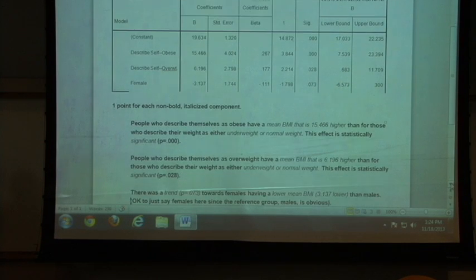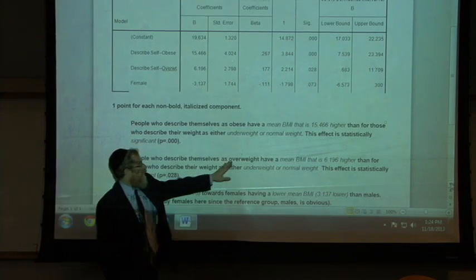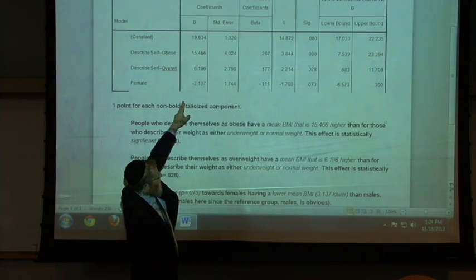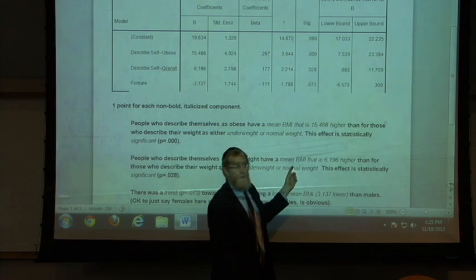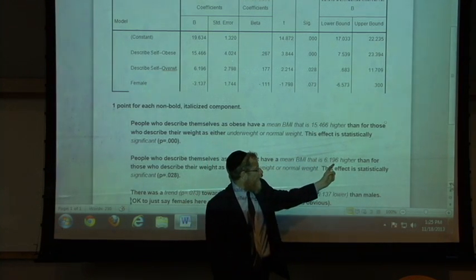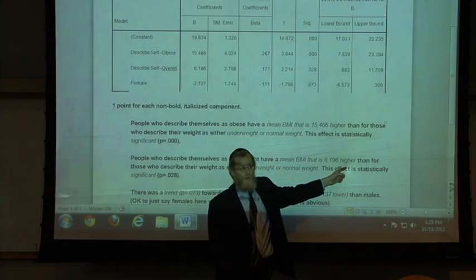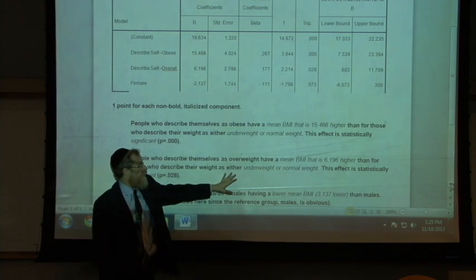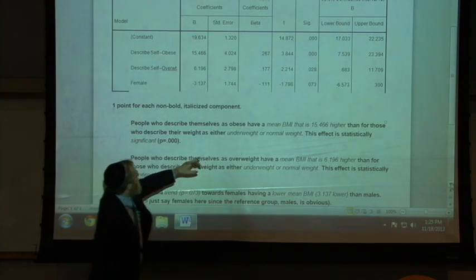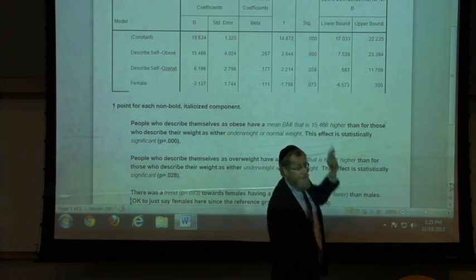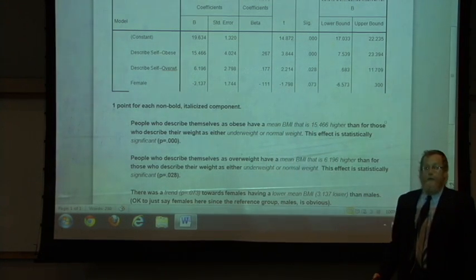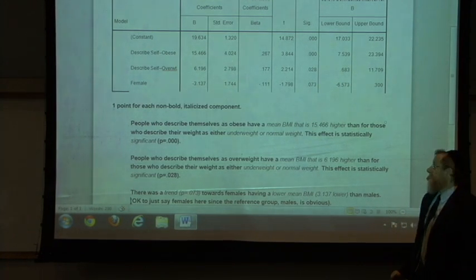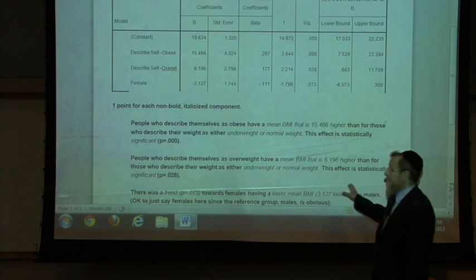Okay. Next, people describe themselves as just overweight. We look at the coefficient there, 6.196. So for them, their mean BMI is about 6.196 higher, because the coefficient is positive, than for the reference group where people describe their weight as underweight or normal weight. When we look at the p-value for this one, come over to the significance column, we get 0.028. So 0.028 is small. We're used to looking at less than 0.05 as being significant. So we say that is a statistically significant effect.